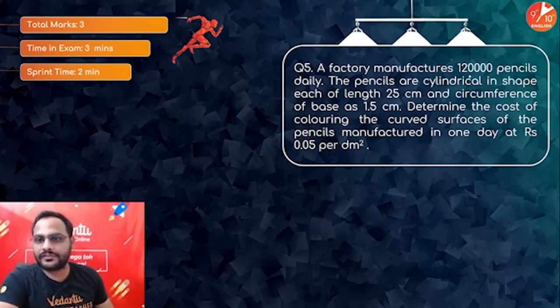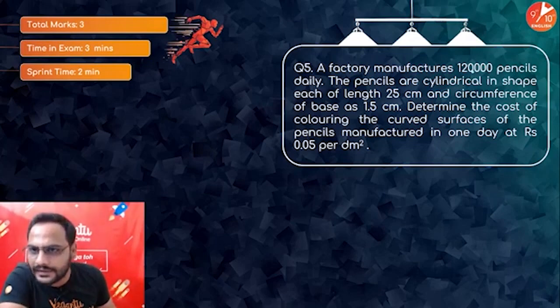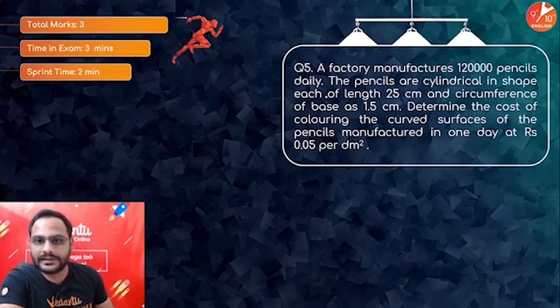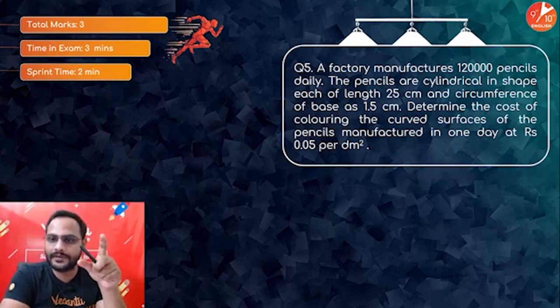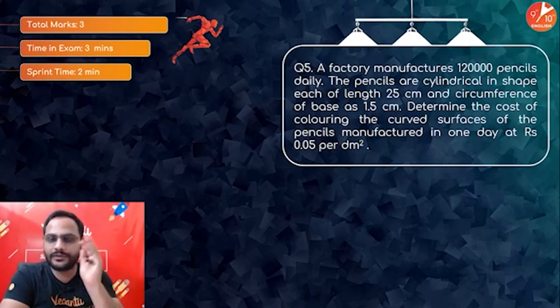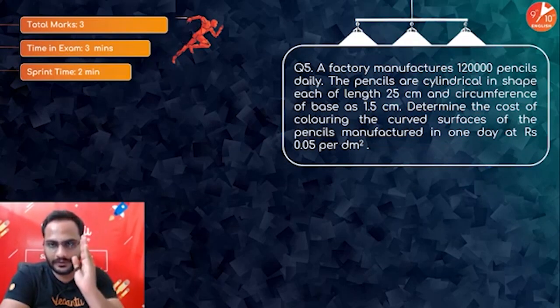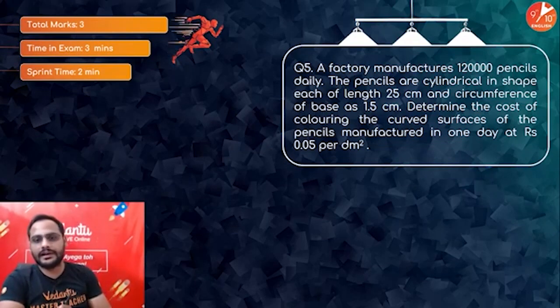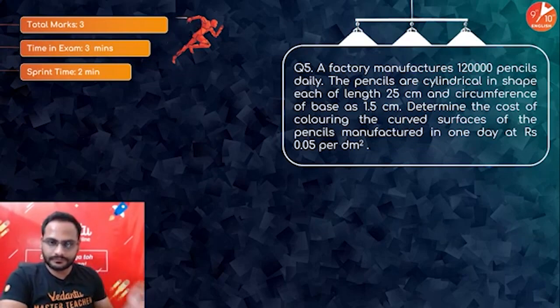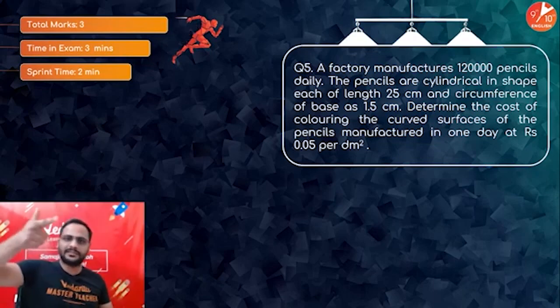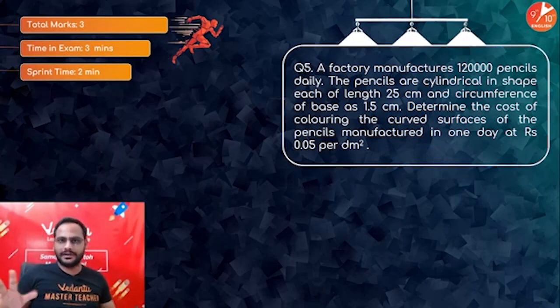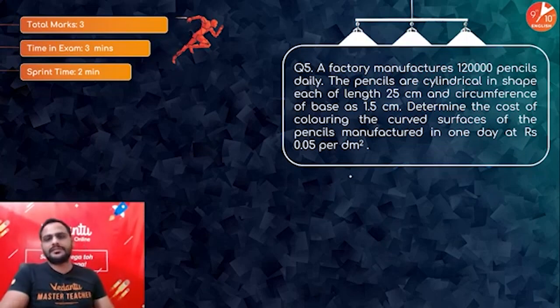Okay, bachcho? Chalo, let's look at this question now. A factory manufactures 1,20,000 pencils daily. The pencils are cylindrical in shape, each of length 25 centimeter. The cylinder length is given as 25 centimeter. Circumference of base is 1.5 centimeter. Determine the cost of coloring the curved surface of the pencils manufactured in one day at rupees 0.05 per decimeter square. So you should know milli, centi, decimeter, deca, hecto, kilometer. So per decimeter square they have given.